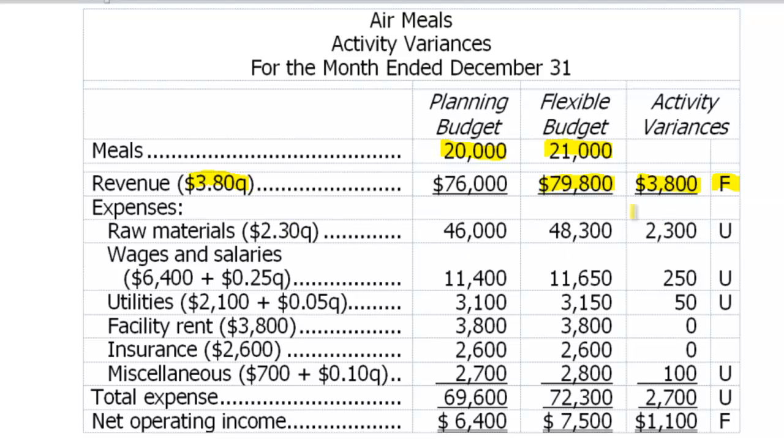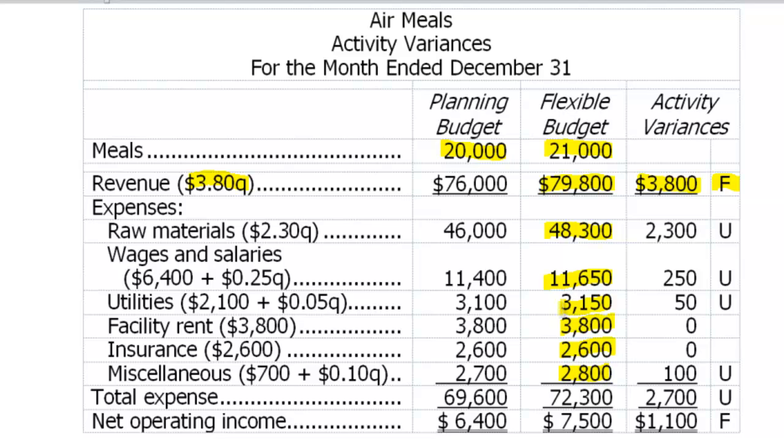Continue through and you have raw materials at $2.30 per meal. That's $48,300. You have a fixed amount of $6,400 plus 25 cents per meal for wages and salaries. That's $11,650. You have utilities with a fixed amount of $2,100 and a variable rate of 5 cents per meal. That's $3,150. Facility rent is fixed at $3,800. Insurance is fixed at $2,600. And the miscellaneous component is $700 fixed, 10 cents per meal, which comes out to $2,800.